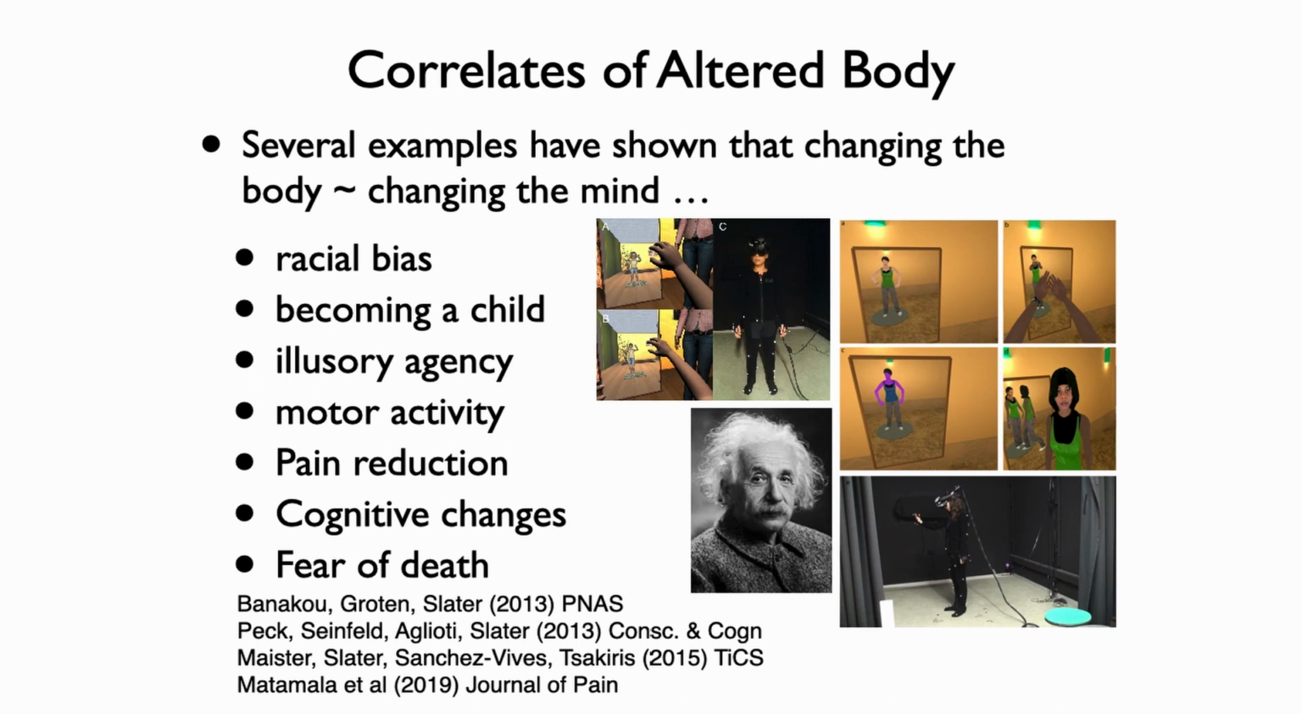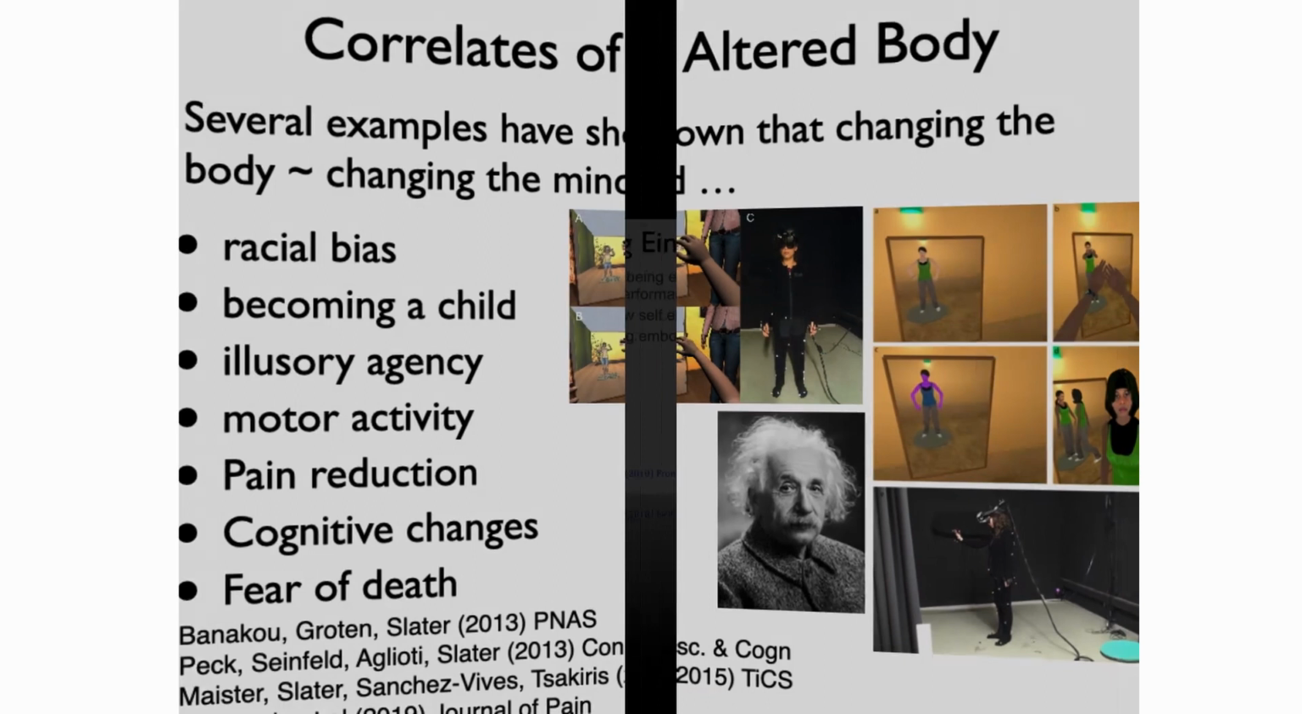It's been shown many, many times over many years that this illusion of body ownership exists. But what's more interesting to me is that there are correlates of having an altered body. Several examples have shown that when you change someone's body, you change aspects of the mind. We've used this in studies on racial bias, an adult becoming a child, and illusory agency, that is, you have the feeling that you did something when actually it was only your virtual body that did it and not you. Motor activity can change. When you have a virtual body, you can have less pain. You can get cognitive changes, and even, as we'll see, it can influence fear of death.